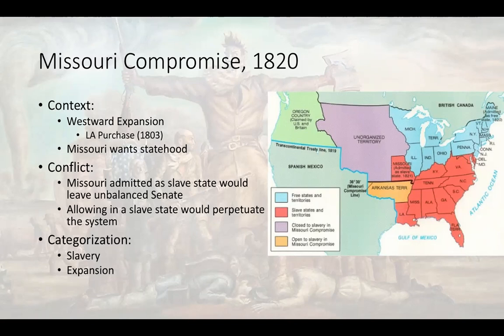So we have two issues at heart here: slavery and expansion, because really, what are we going to do as we continue to expand? Now, the Missouri Compromise tries to speak to that by saying, well, let's just not allow slavery north of this 36°30′ line, but we'll allow it in the Arkansas territory, but that is it.